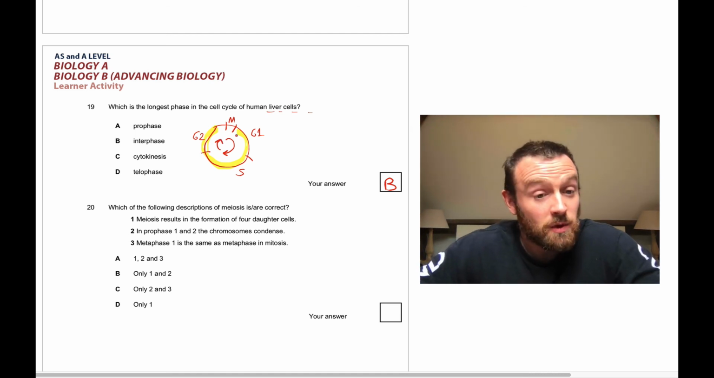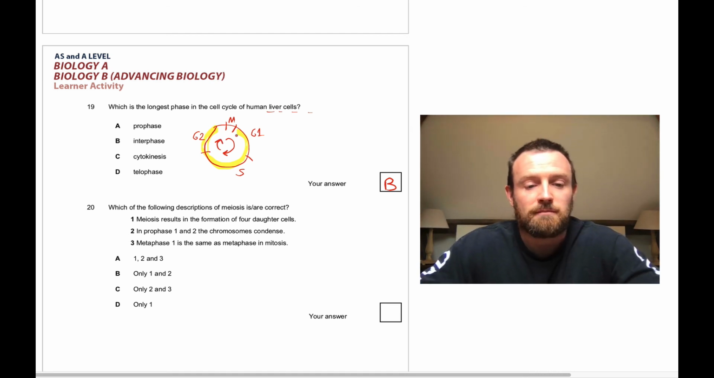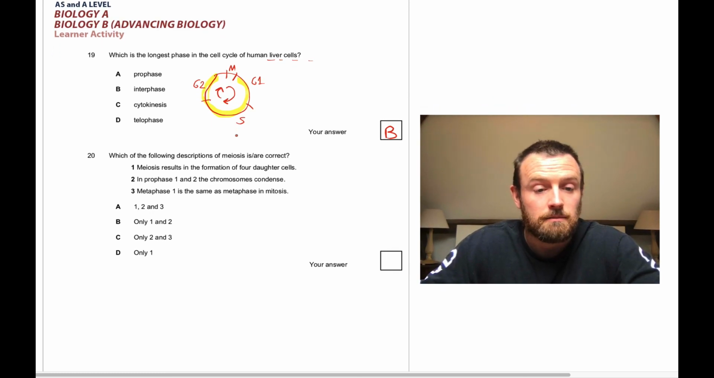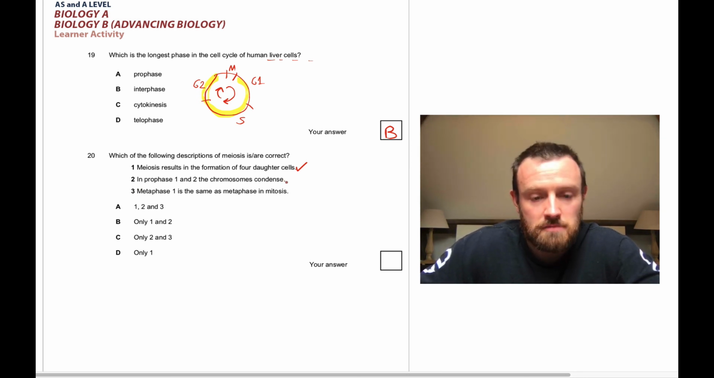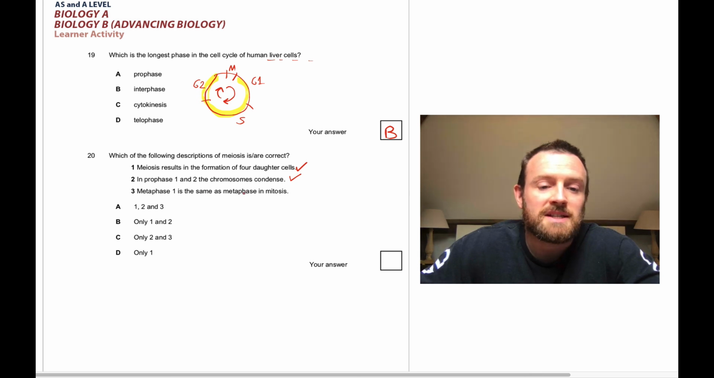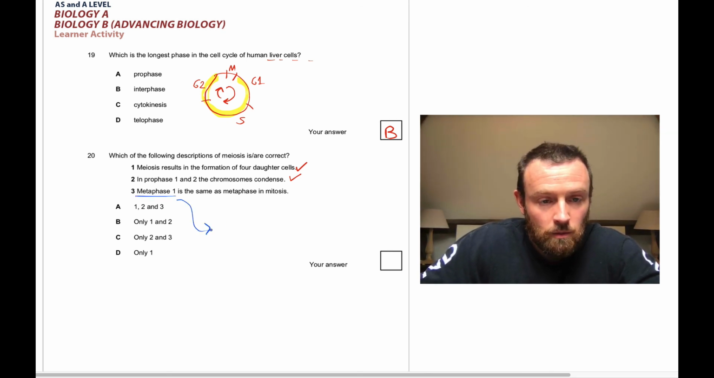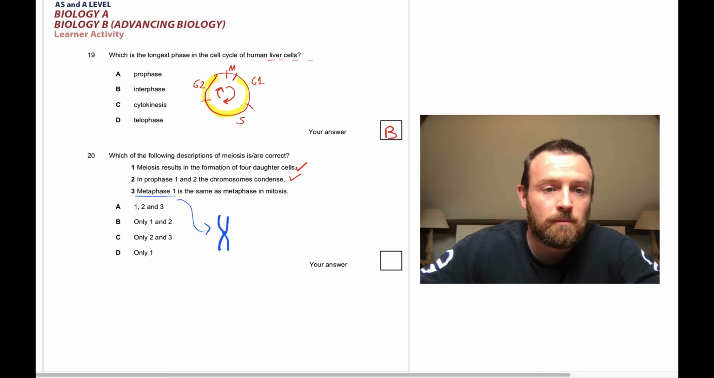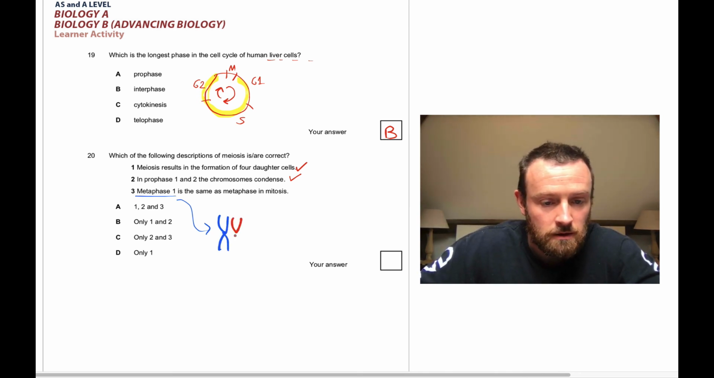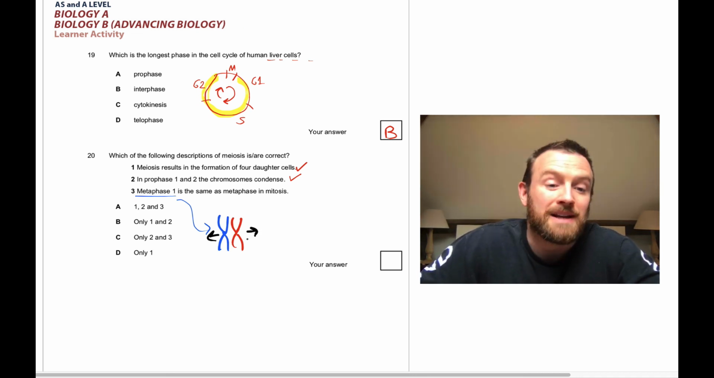Okay, 20. Last question. Which of the following descriptions of meiosis is or are correct? Meiosis results in the formation of 4 daughter cells. Correct. In prophase 1 and 2, the chromosomes condense. Yes. Metaphase 1 is the same as metaphase in mitosis. No, because in metaphase 1, what's happening is we are separating the pair of homologous chromosomes, okay? That's what's happening in metaphase 1, and these two things line up and then they separate at anaphase.